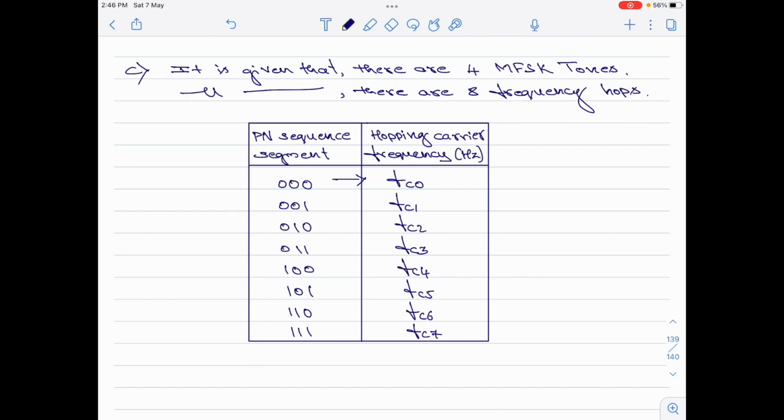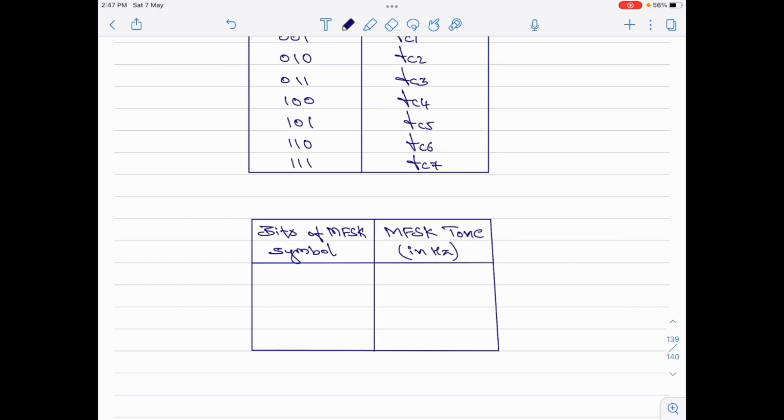Moving on, I will create another table, but this time for MFSK tones. We are told there are 4 MFSK tones which simply represent the 4 input signals. Therefore, I will now represent each signal with a separate MFSK frequency. Let me write that table here. Okay, this is the table. The left column represents the bits of the MFSK symbol and the right column represents the MFSK tone in terms of hertz. Note that we are told there are 4 MFSK tones.